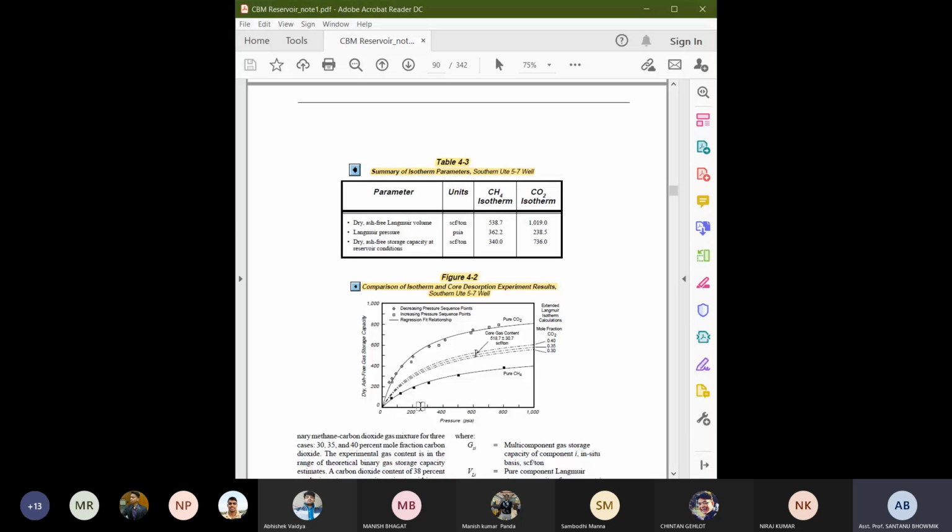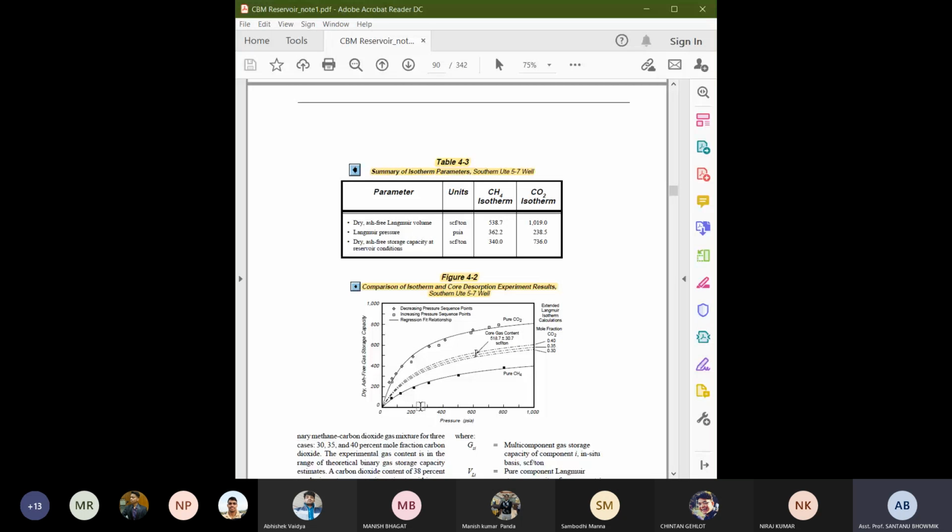Now, the shape of the isotherm will be dictated by VL and PL, because these two are the parameters, and obviously this shape will dictate at what pressure how much gas can be adsorbed. As you have seen, if the pressure isotherm graph changes, then obviously the gas capacity is also going to change.